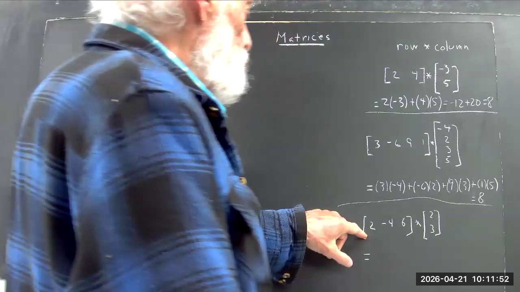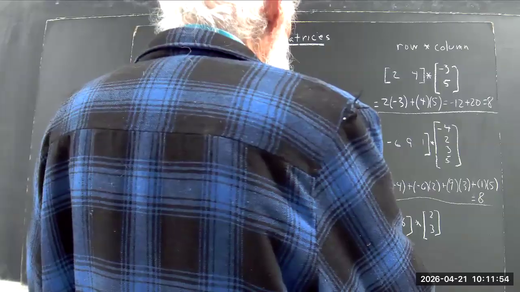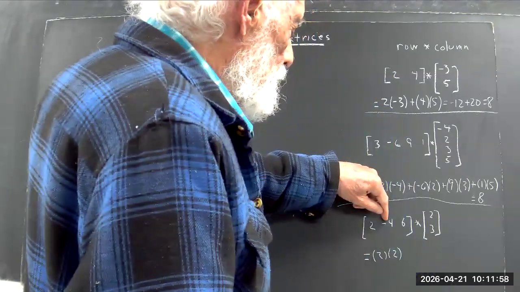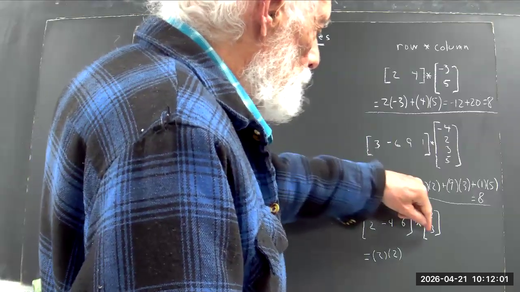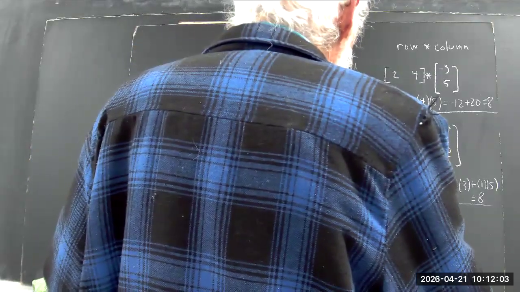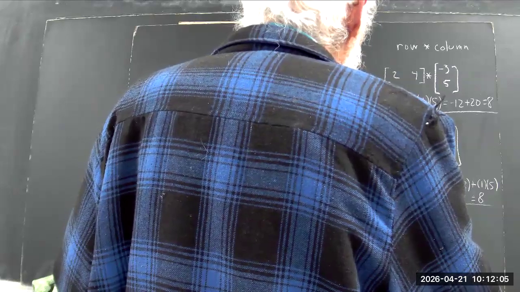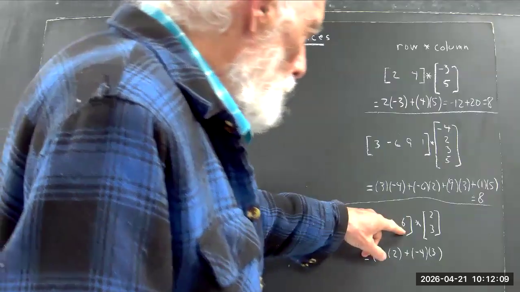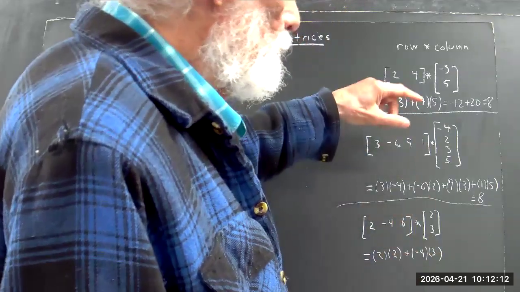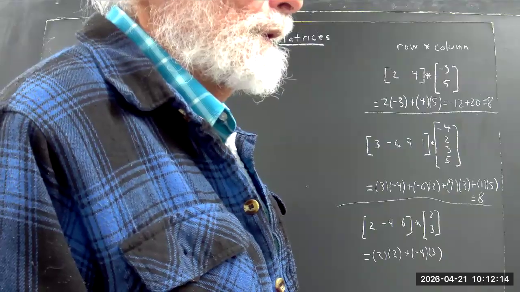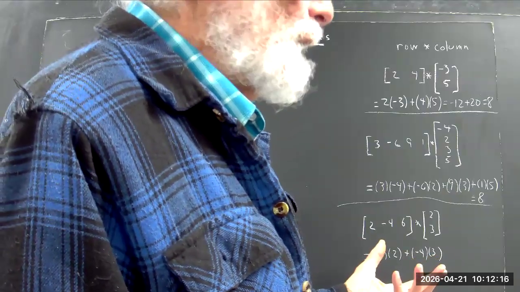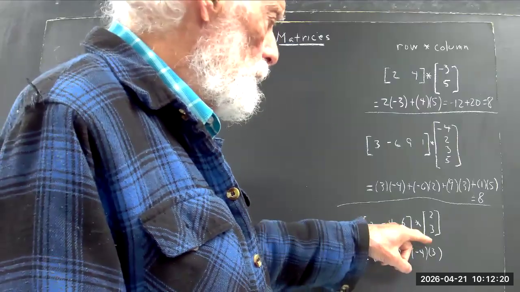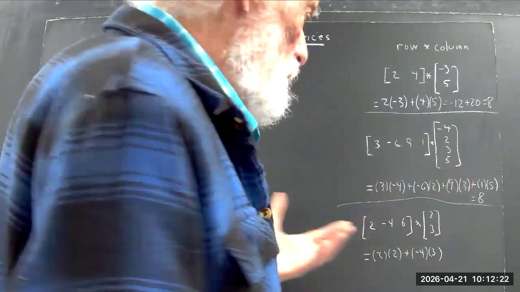You think, okay, first number in the row times first number in the column is 2 times 2. Second number in the row is negative 4. Second number in the column is 3. So we add negative 4 times 3. And the third number in the row, there's no third number in the column. What are we going to do about that? Well, if we don't have anything to match up with the third number in the row, we can't do it.